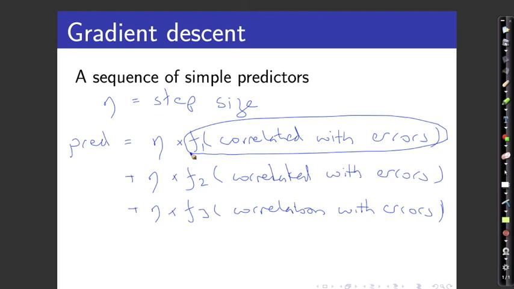We could though make these functions much more complicated. We could replace each function with a decision tree. We'll talk later on about exactly what decision trees are. If we did do that, and we worked out in each step a decision tree which was correlated with the errors, we would have discovered a very powerful form of gradient boosting, which is used in XGBoost, in CatBoost, and in various other things that we will encounter in a few weeks' time.